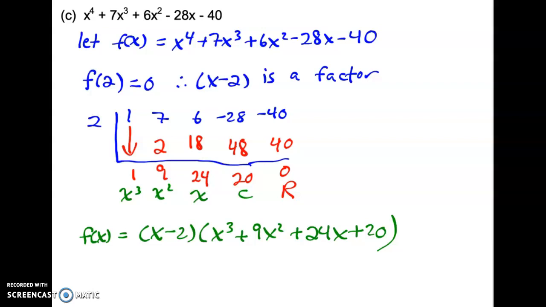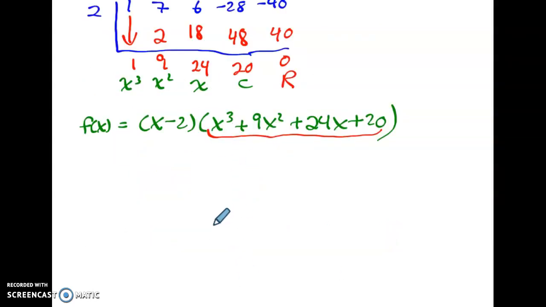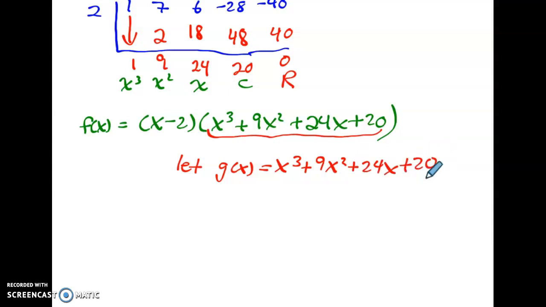And we're not done yet, because if we look at it, we'll notice that we still have a cubic that we need to factor. Okay, we don't really have a huge shortcut on how to factor that cubic, so what we're going to have to do is take that cubic and do this whole factor theorem thing again. So I'm going to let g of x equal that cubic, and once again we're going to have to find a number that makes that cubic equal to 0. And this time we're just working with the factors of 20.